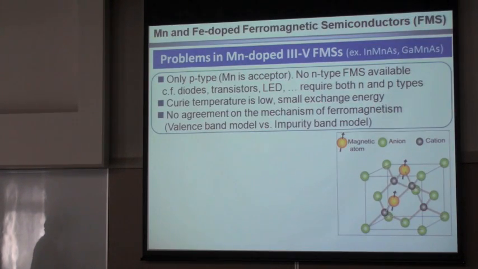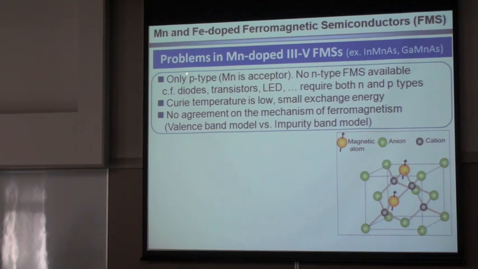Along this line, many studies have been done on manganese-doped III-V ferromagnetic semiconductors. In the previous lecture, Professor Ono showed many nice results on manganese-doped III-V, and especially indium manganese arsenide and gallium manganese arsenide are the prototype ferromagnetic semiconductors.